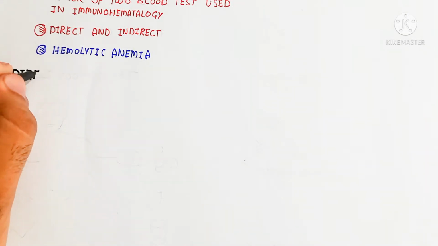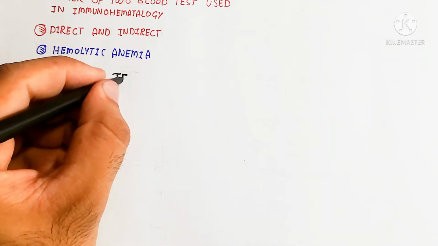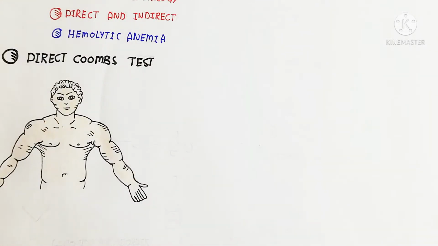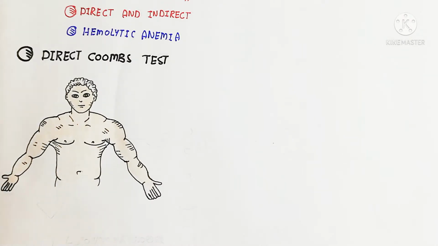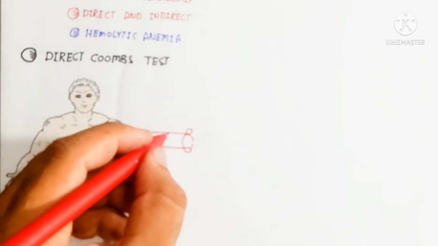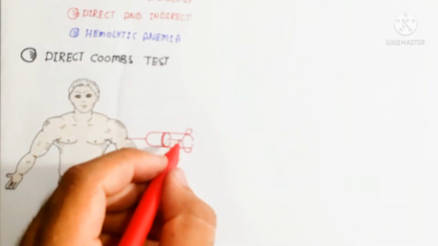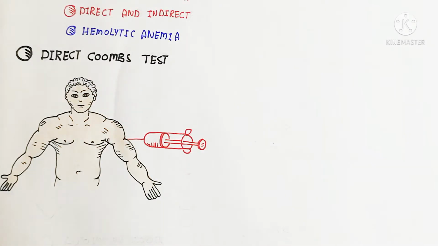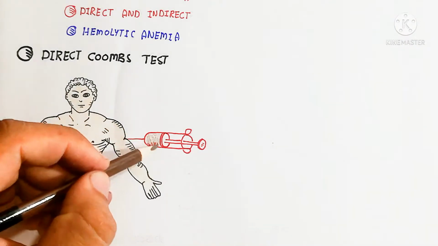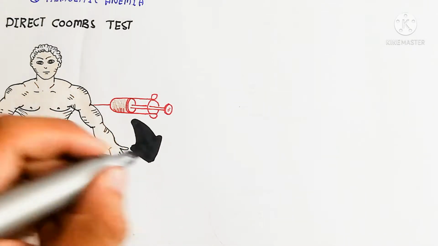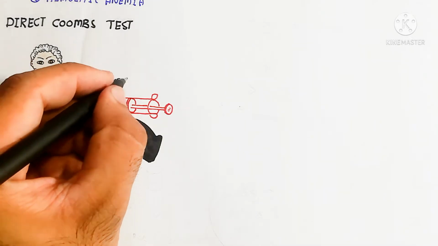So the direct and indirect methods are used separately for different mechanisms and purposes. Hemolytic anemia is detected by the direct Coombs test. Here the person takes a blood sample, and we will detect the autoimmune disorder, for example hemolytic anemia. Hemolytic anemia means the bursting of the red blood cell due to the autoimmune disorder. So let's begin to understand what that is.